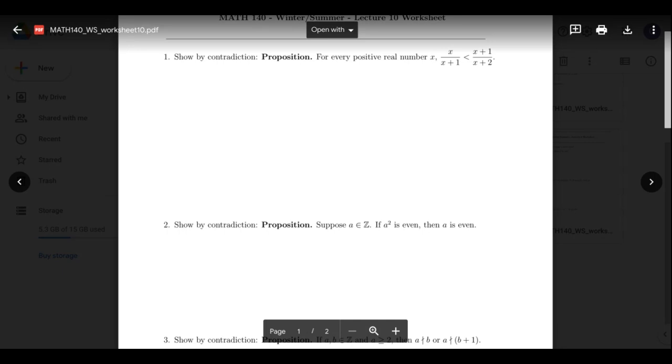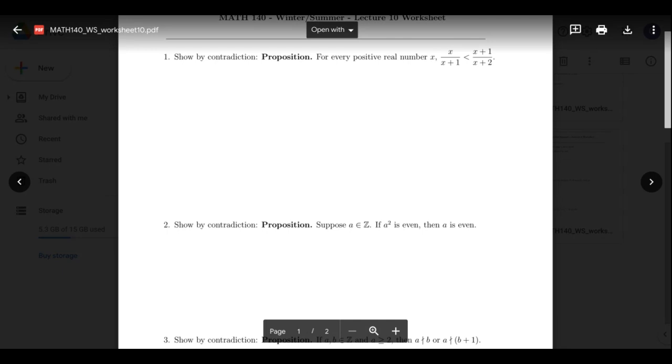So assume a squared is even and a is not even, that is to say a is odd. If a is odd, a equals 2c plus 1. Then a squared is (2c plus 1) squared, then simplify. You cannot use c anymore because you already used c. So in step 4, you write a squared equals 2d plus 1, where d equals 2c squared plus 2c. All right?